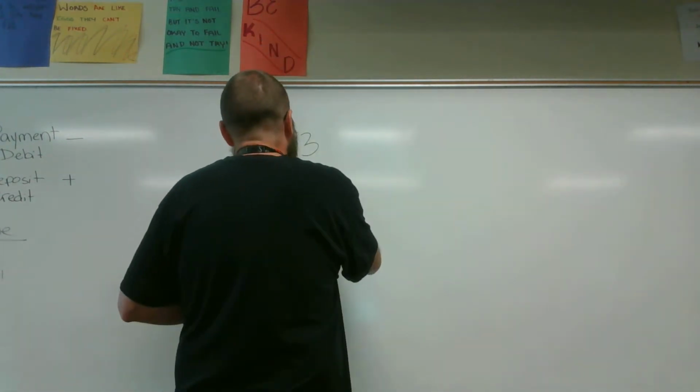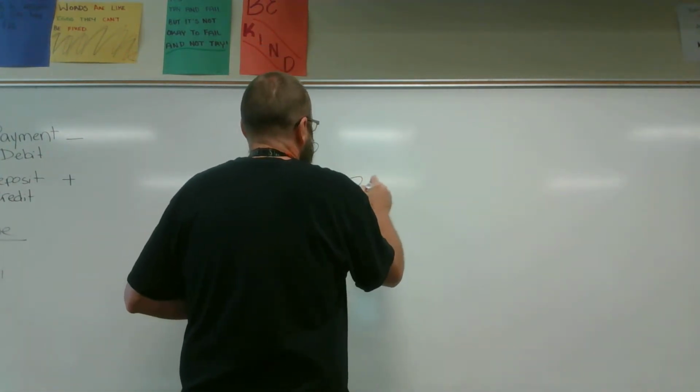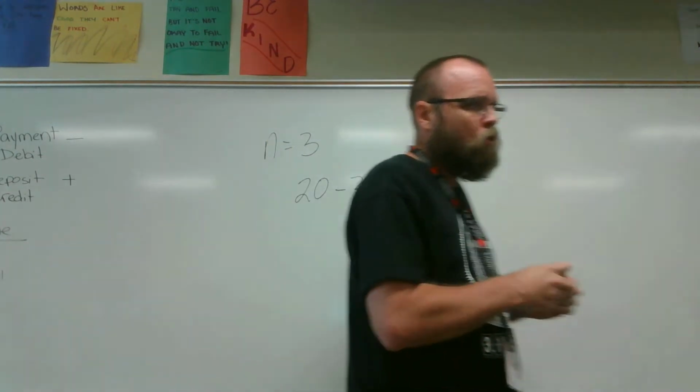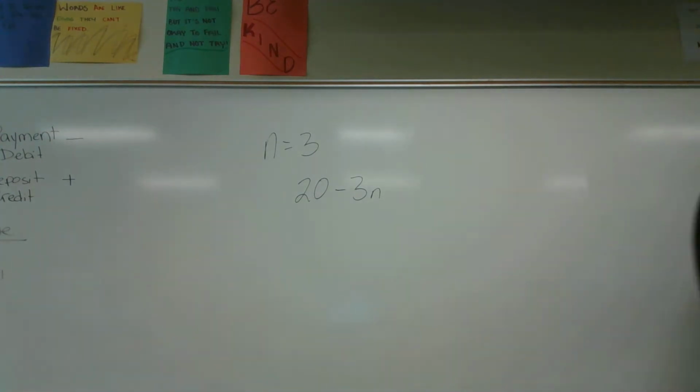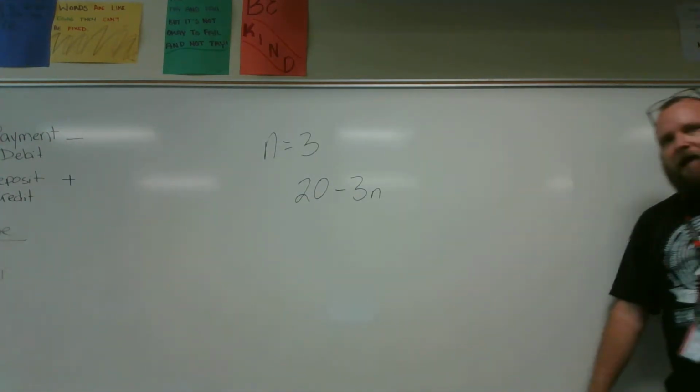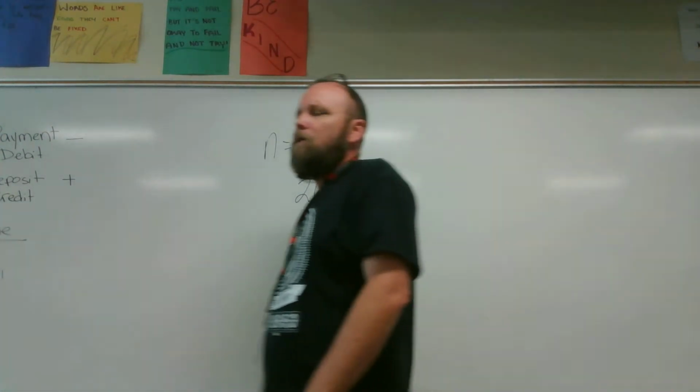Next we have n equals 3, and we have 20 minus 3n, or 3n subtracted from 20, or the difference of 20 and 3n. The correct vocabulary is very important as you move on in life.